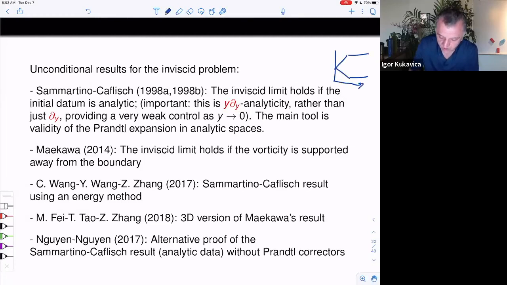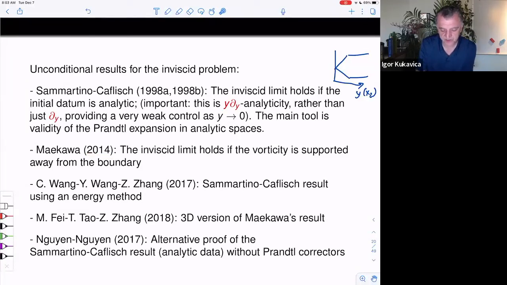If this is the y variable or x2, so sometimes I write it y, sometimes x2, the analyticity in the angle actually implies the Inviscid limit holding on a time interval independent of the viscosity. And their main tool was Prandtl expansions. So Prandtl introduced these expansions in a physical context to describe boundary layers of Inviscid flow. And they used analyticity to justify the Prandtl expansion and hence prove the Inviscid limit for the analytic data. That was in '98.